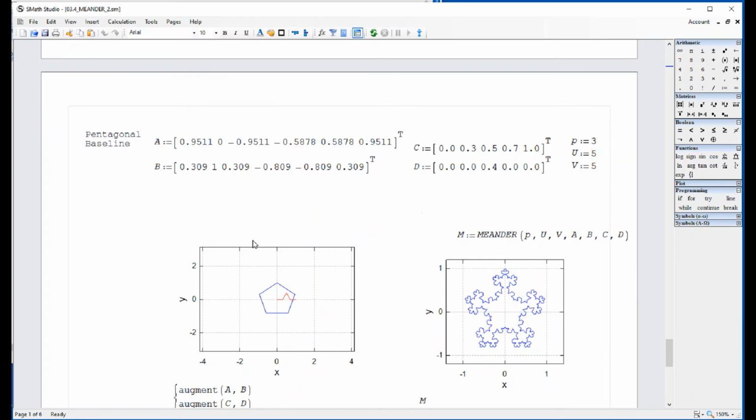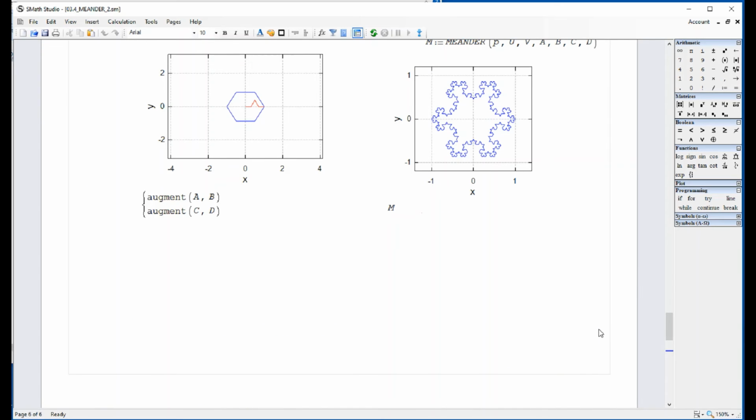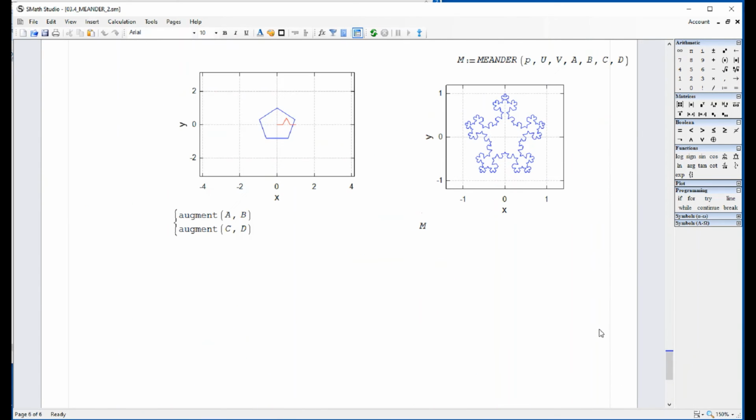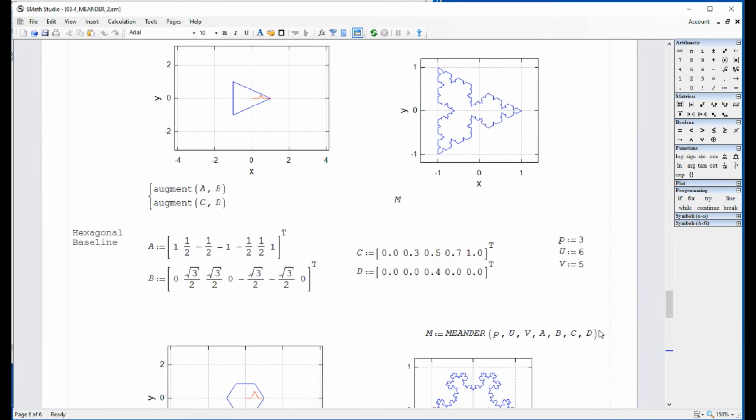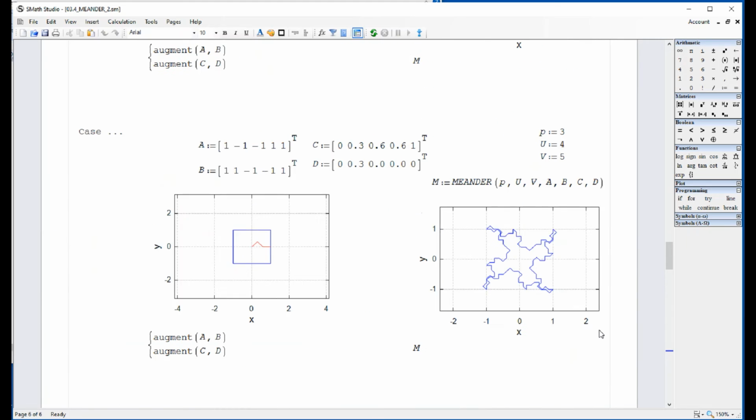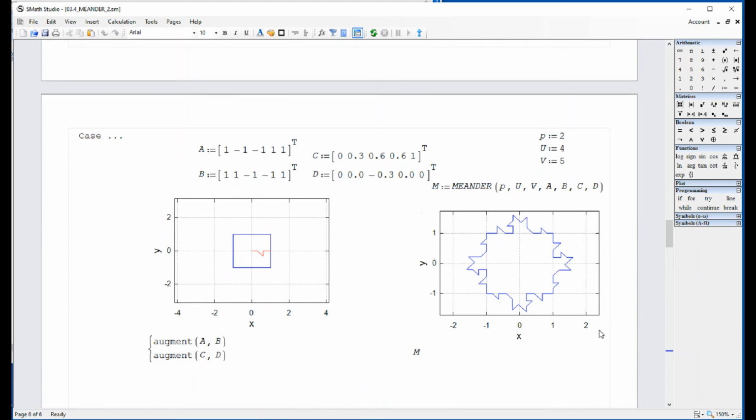And then I managed to get the coordinates for a pentagon with the peak, and it produces a shape that's somewhat similar to this one, but based on a pentagonal baseline. You're invited to try to produce the next level of curves for this case. For example, if I try p equal 3 here, the result is shown in there.